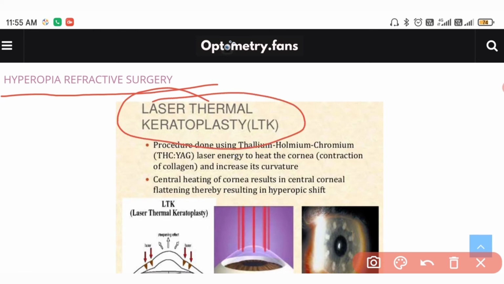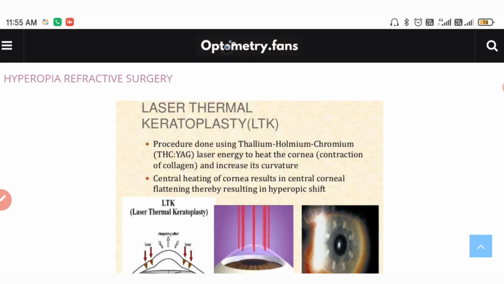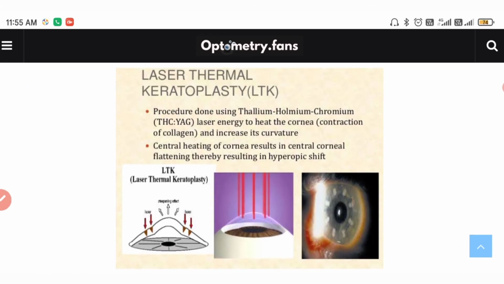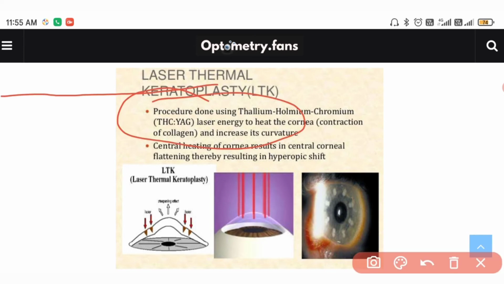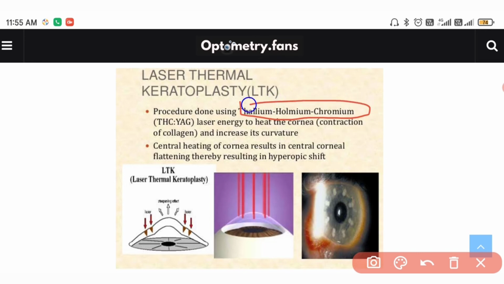Here you can read this, the laser thermal keratoplasty. The procedure is done using thallium, holmium and chromium laser energy to heat the cornea. The thermal lasers heat the cornea, causing a contraction of the collagen fibers, and increase the curvature of the cornea. The central heating of the cornea results in central corneal flattening, thereby resulting in the hyperopic shift.